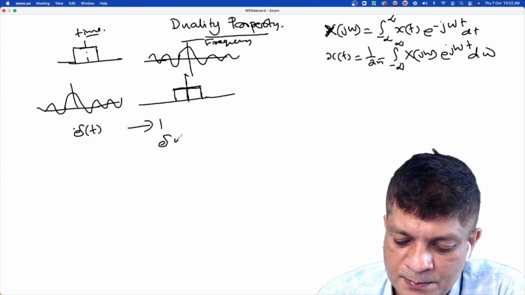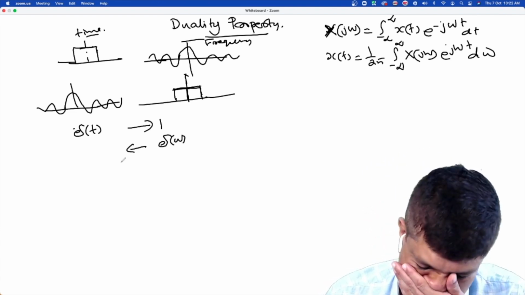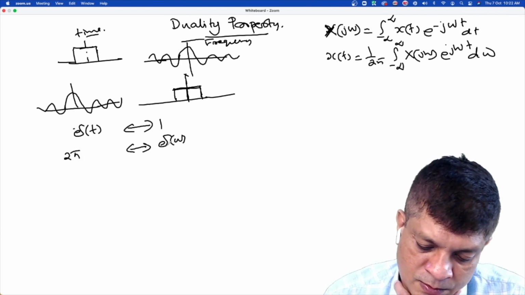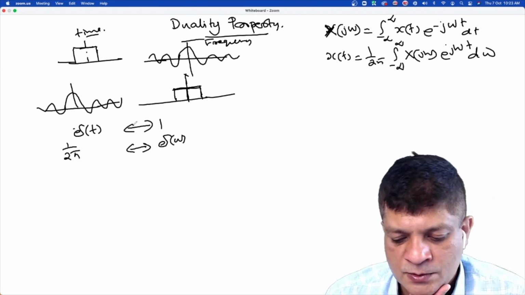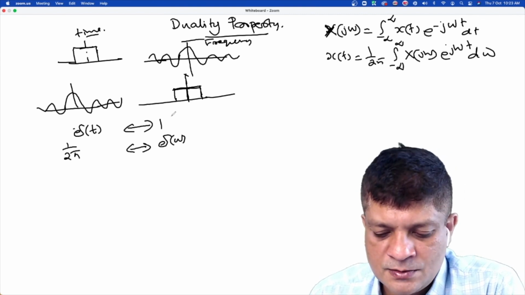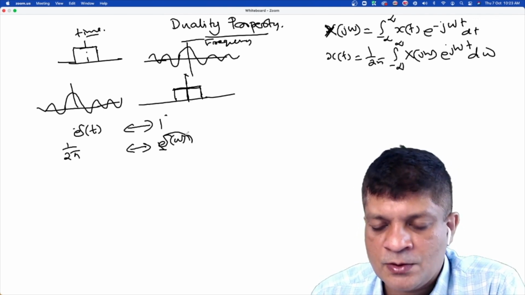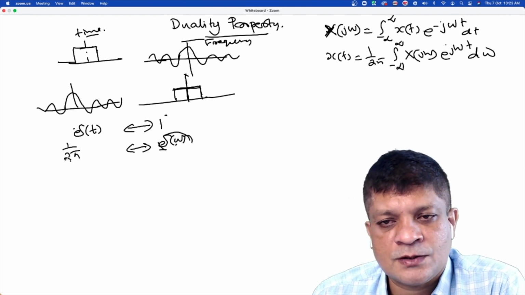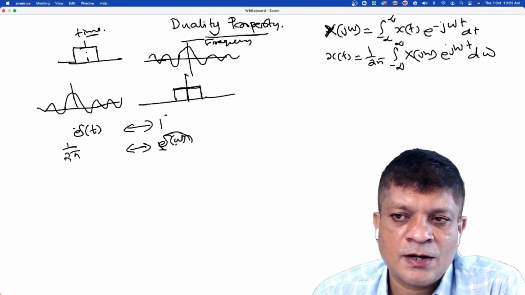And if we have an impulse in the frequency domain, what about this? Its inverse Fourier transform is 1 upon 2 pi, isn't it? So here also you can see that if in the time domain it is an impulse, in the frequency domain it's a constant. Here in the frequency domain it is an impulse, and in the time domain it is a constant. So it seems that there is some inverse relation.